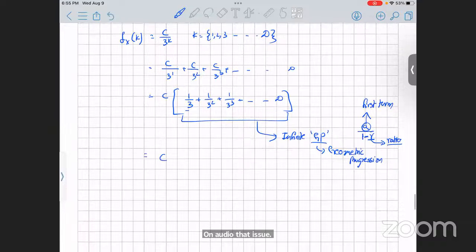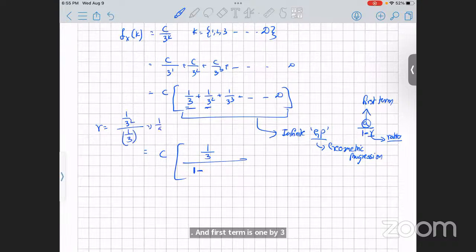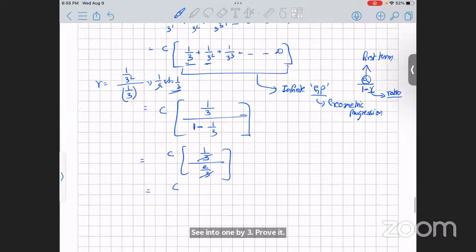Here the first term is 1 by 3. So 1 by 3 divided by 1 minus r. To find the ratio, divide the second term by the first term. The second term is 1 by 3 square and the first term is 1 by 3, that equals 1 by 9 into 3, that equals 1 by 3. So 1 minus 1 by 3. c into 1 by 3 divided by 2 by 3, that equals c by 2.